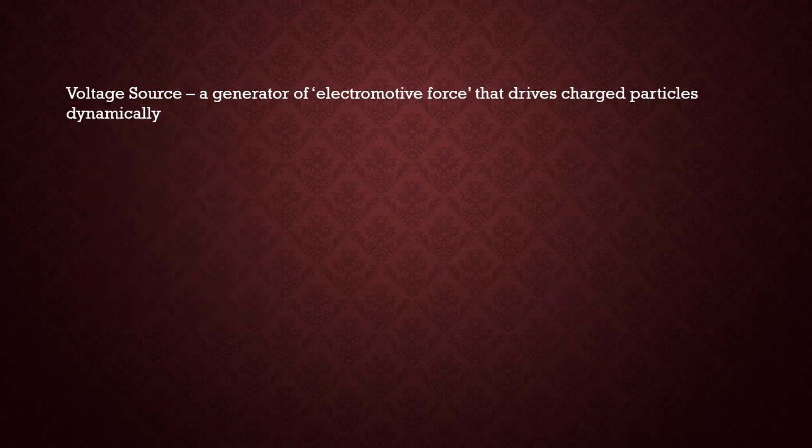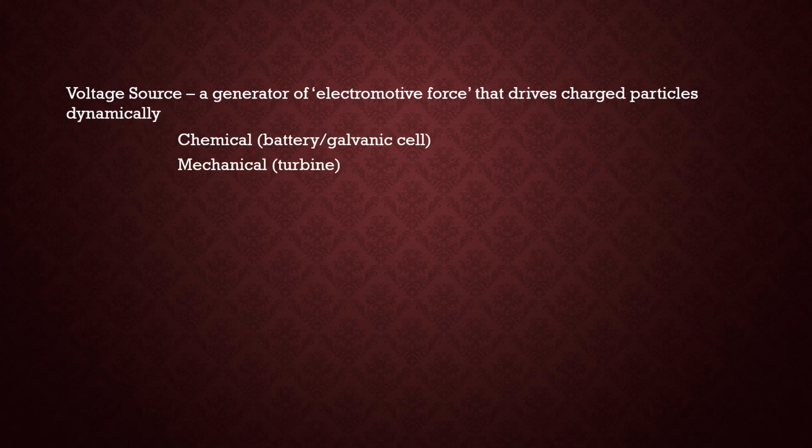So our first device, so to speak, is a voltage source. By definition, it's a generator of electromotive force. Some disequilibrium in the system causes charged particles to move through a circuit if the circuit is available. If it's not available, then there is a potential. I'm going to symbolize these things eventually, but think of it as the battery and the mechanical turbine. These are two common ways to make this work.